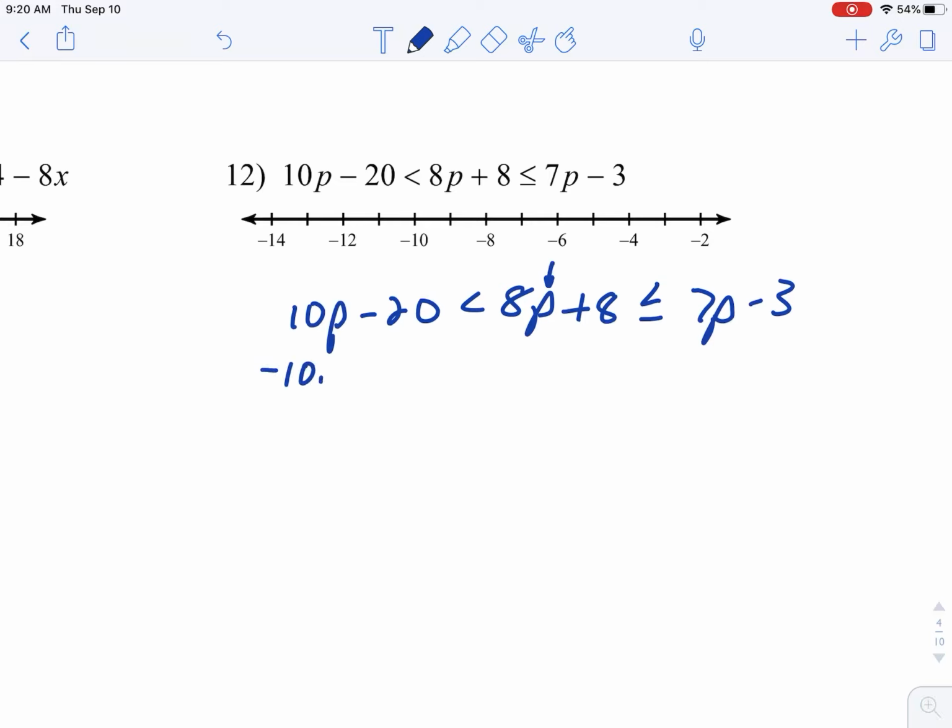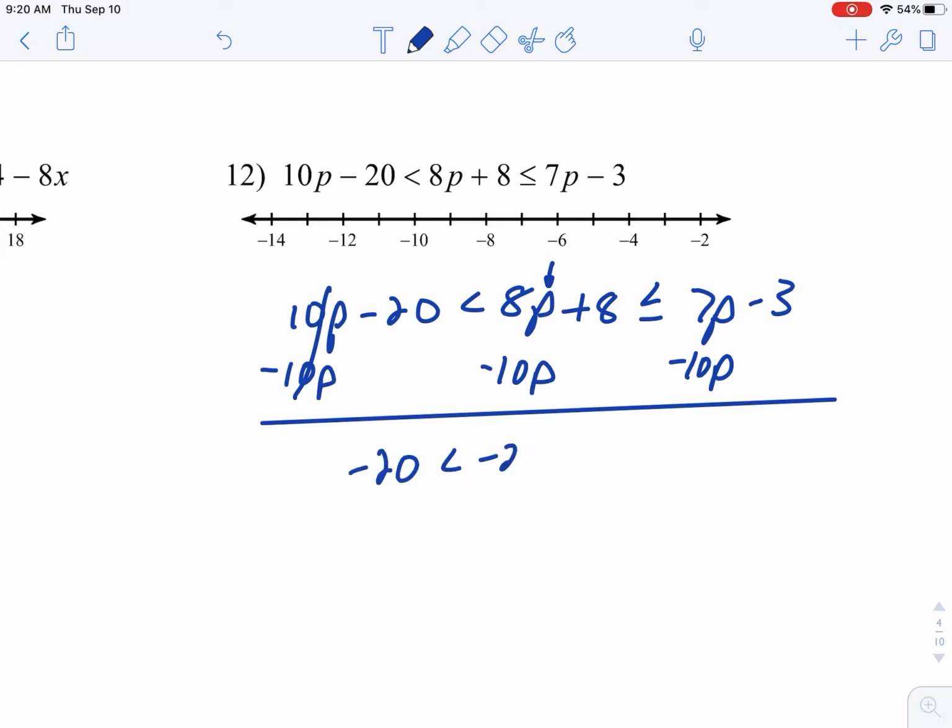So I'm going to have to subtract 10p here to cancel that out, right? But then I'm also going to have to subtract it here and here, because like an equation where you do the same thing on both sides, this type of inequality, you have to do the same thing in all three places, left, right, and middle. So I get -20 is less than -2p plus 8, which is less than -3p minus 3. But see, I still have a p over here.